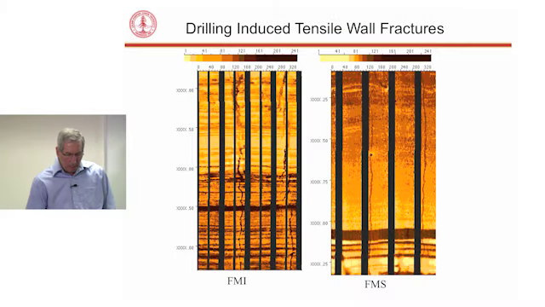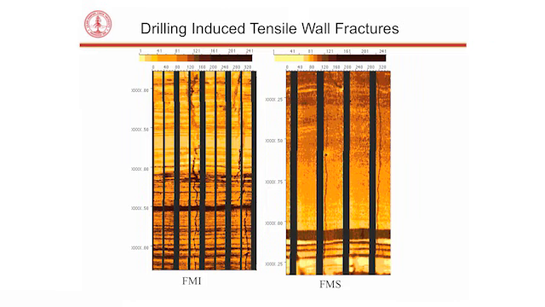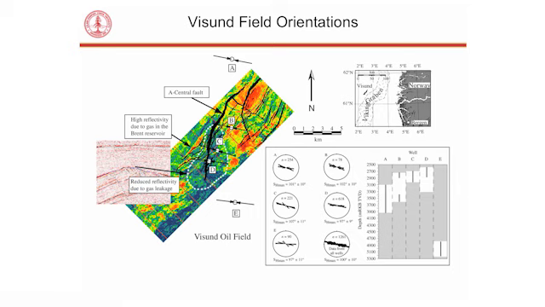These are drilling-induced tensile fractures in wells off the Norwegian margin. They're absolutely clear in the image logs. And when we make a map of them, this is some work that a former student, David Whippert, and I did about a decade ago.